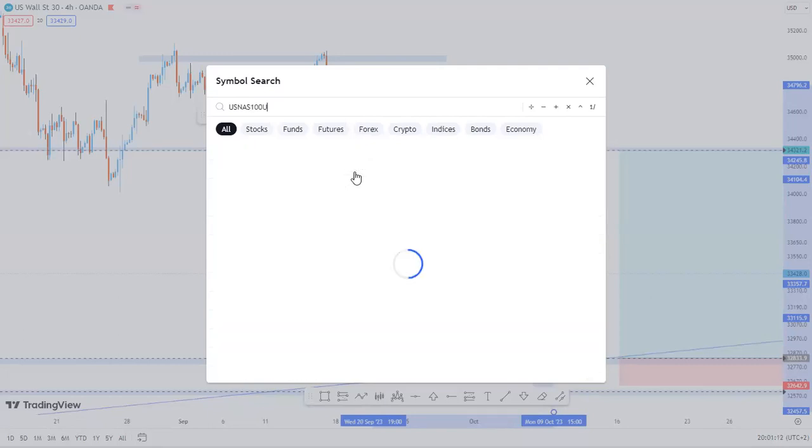I think I'm mistaken. Oh, what's happening here? Let's see. Yeah, that's the correct one. That's 100 USD. That's the one we're trading. Let's see what it has for us.